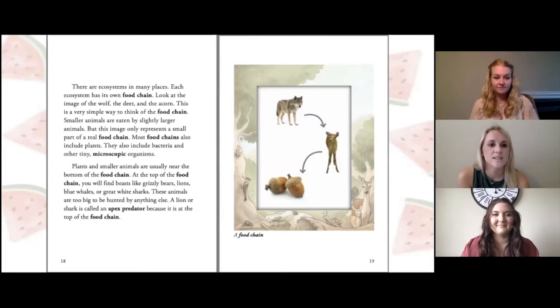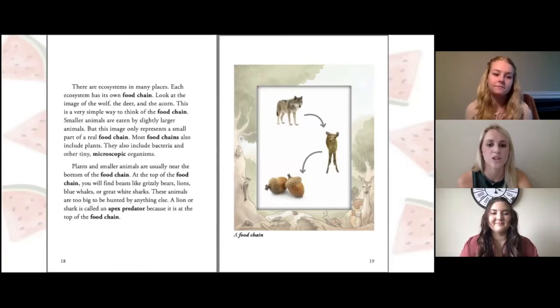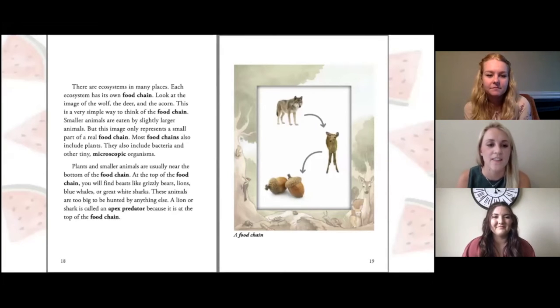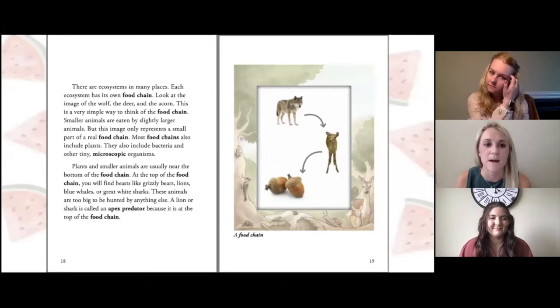There are ecosystems in many places. Each ecosystem has its own food chain. Look at the image of the wolf, the deer, and the acorn. This is a very simple way to think of the food chain. Smaller animals are eaten by slightly larger animals. But this image only represents a small part of a real food chain.